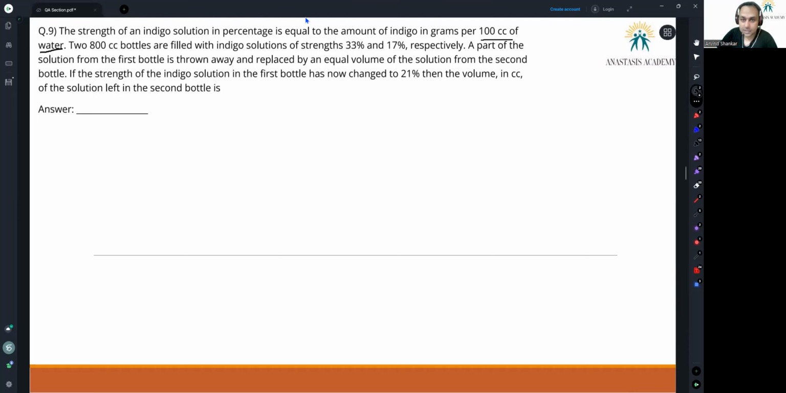Okay, now what do we have to look at. Two 800 cc bottles are filled with indigo solution of strength 33 and 17. A part of the solution from the first bottle is thrown away and replaced by an equal volume of solution from the second bottle. So you're mixing the 33% bottle 1 with the 17% bottle 2, and you're reaching 21%. Do we know the volume of any of these?